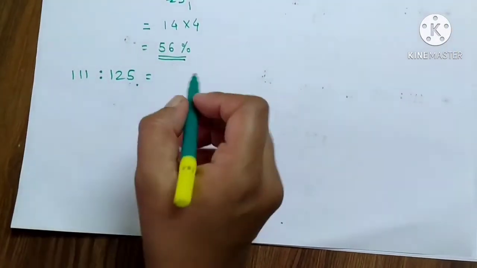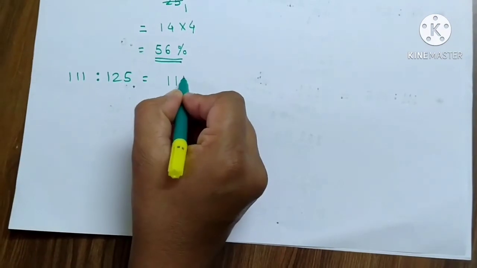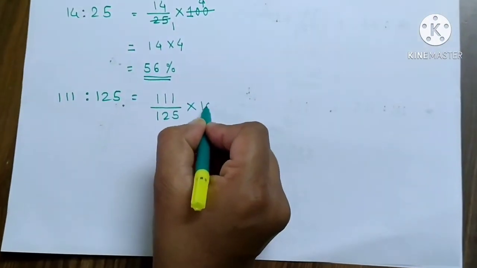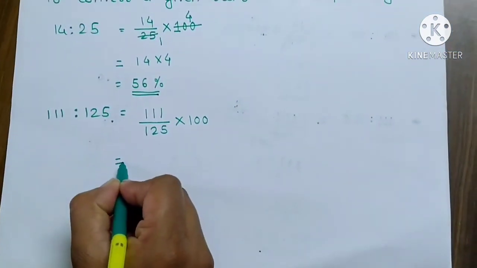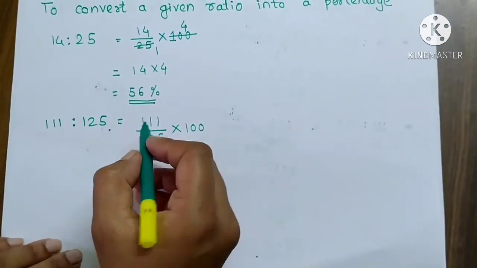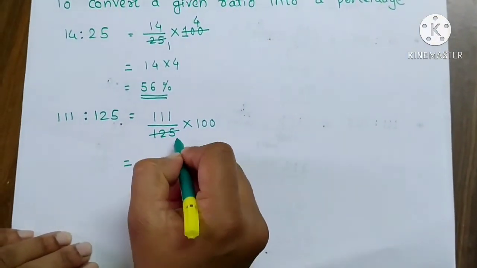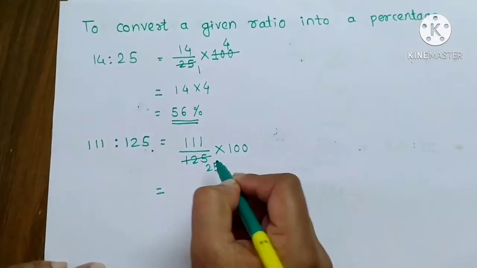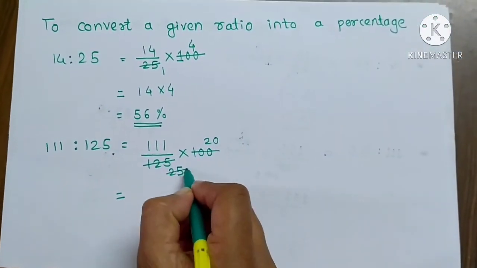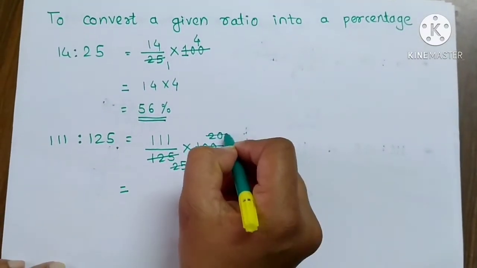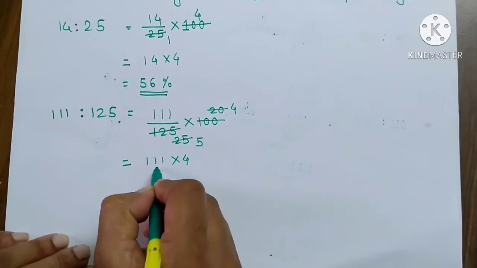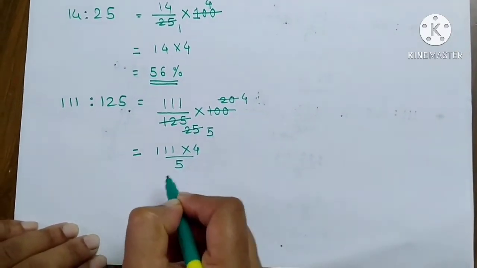Now another example. Write this in a fraction form. 111 upon 125 multiplied by 100. So I am going to reduce this 125 and 100 by 5. 5 25s are 125. 5 20s are 100. So 5 5s are 25. 5 4s are 20. So 111 multiplied by 4 upon 5.